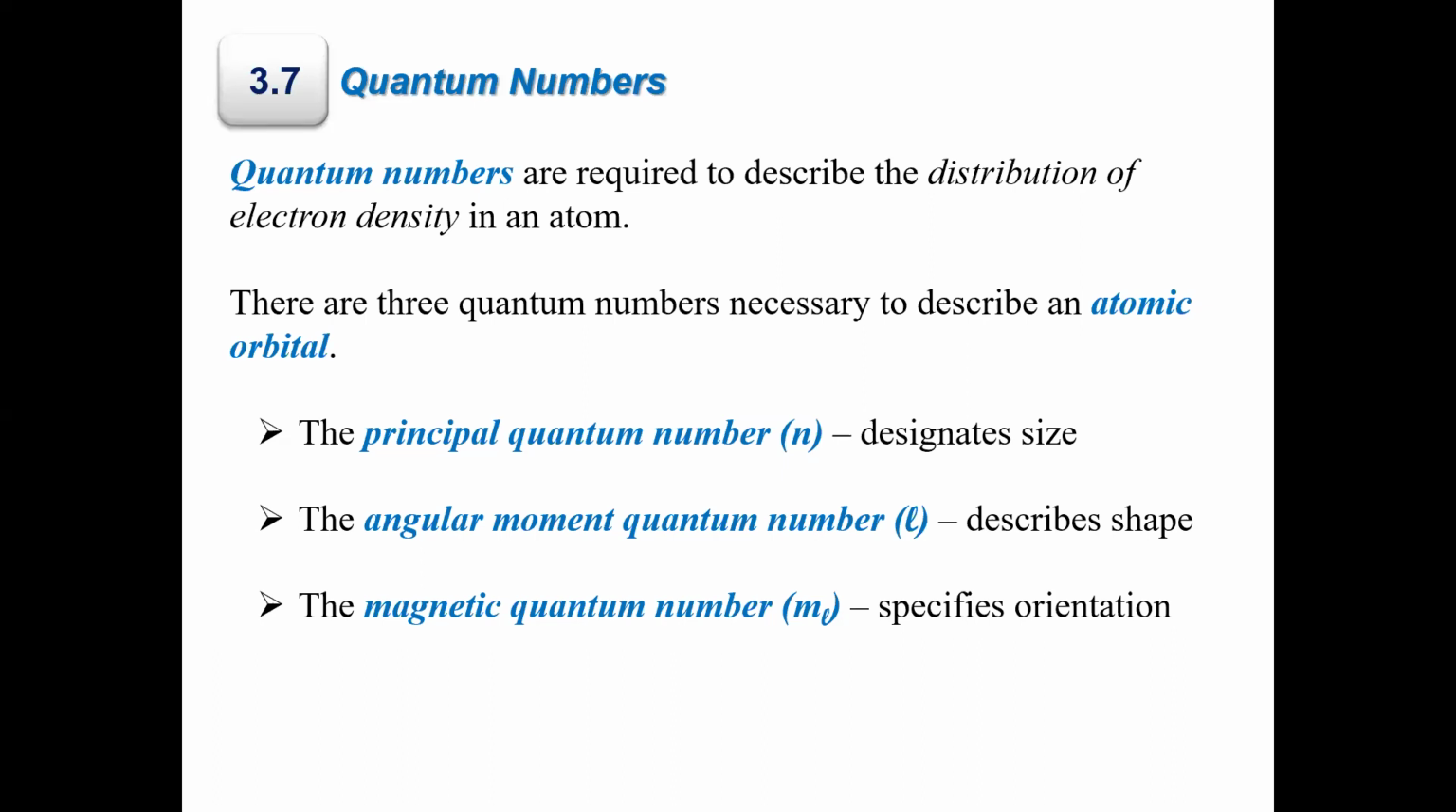So if you check some other textbooks, apart from these three quantum numbers, there is also a fourth one, which we are also going to discuss here. We have also the spin quantum number. And the importance of the spin quantum number is just to show the direction of the electron.